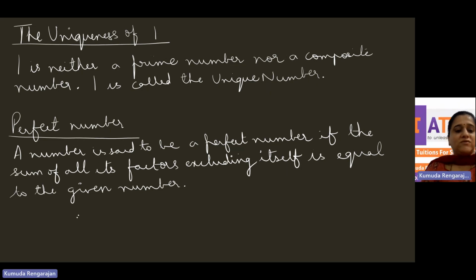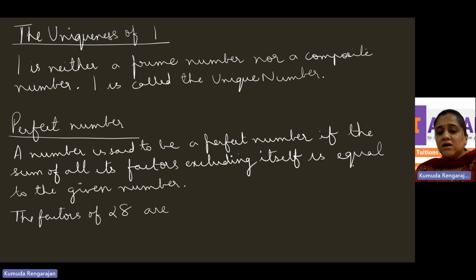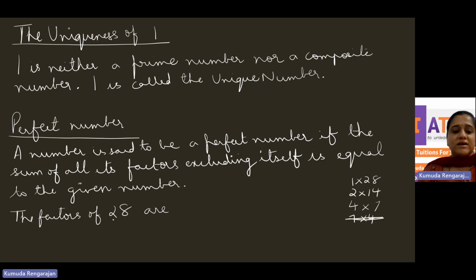Okay, I'll just give you an example of a perfect number. Now look at this. The factors of 28 are, write this. 1 into 28 is 28, right? Then 2 into 14 is 28. 3 tables, no. 4 sevens are 28. 5 tables, no. 6 tables, no. 7 fours are 28. Correct? So you stop here. What are the factors of 28? 1, 2, 4, 7, 14, and 28.